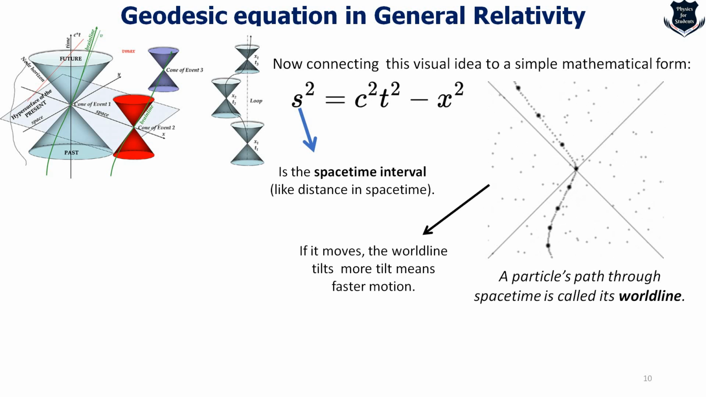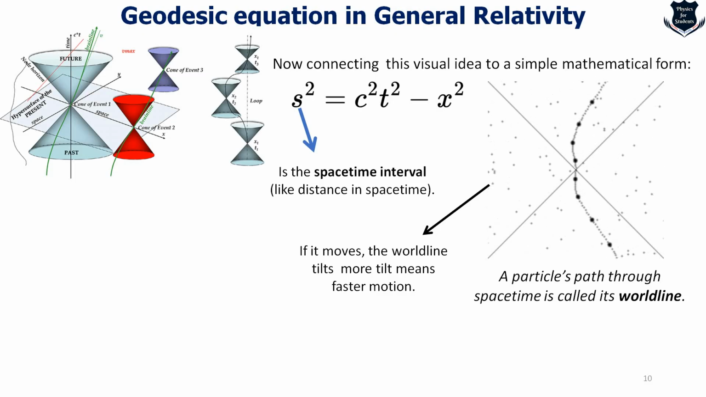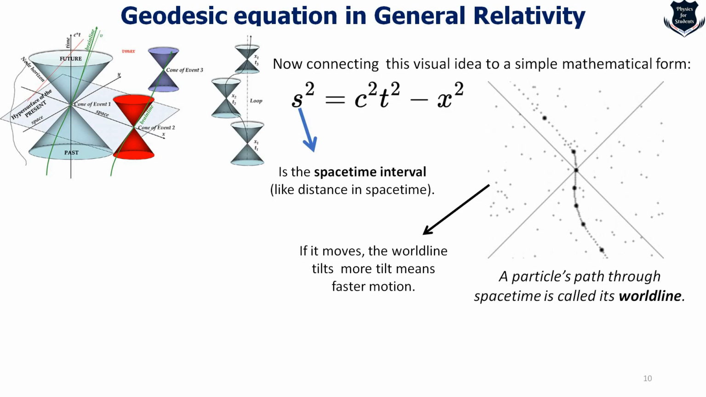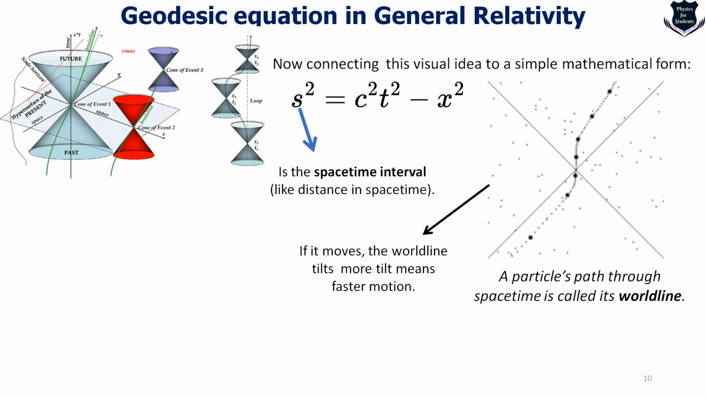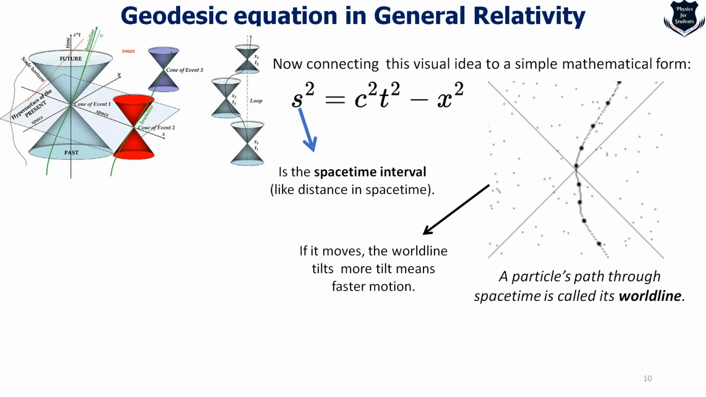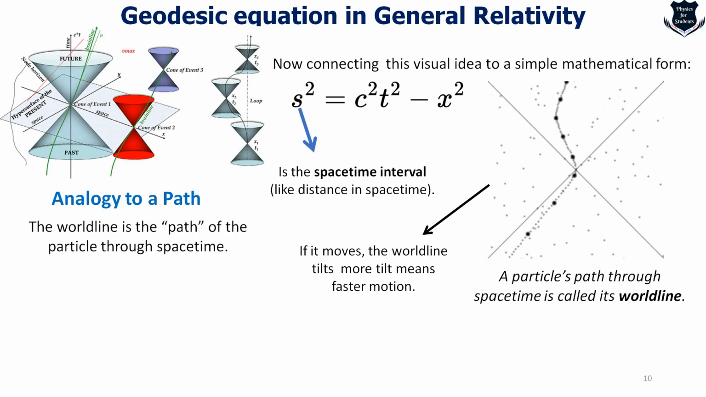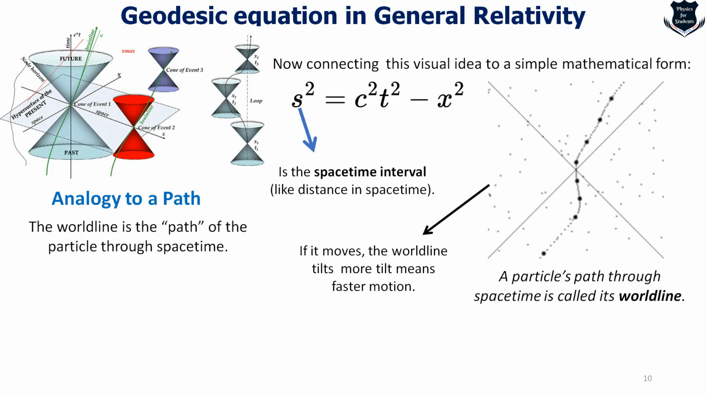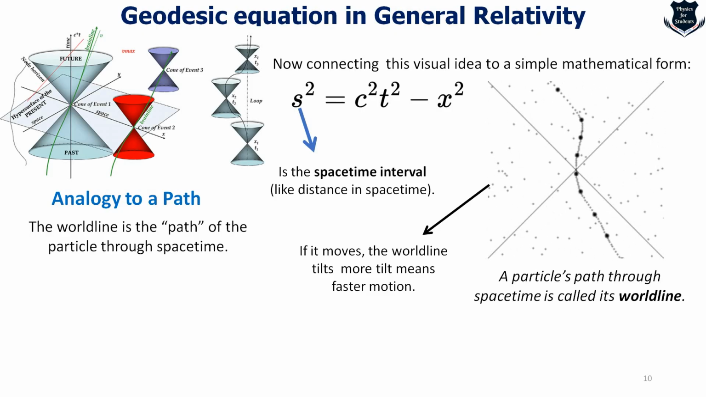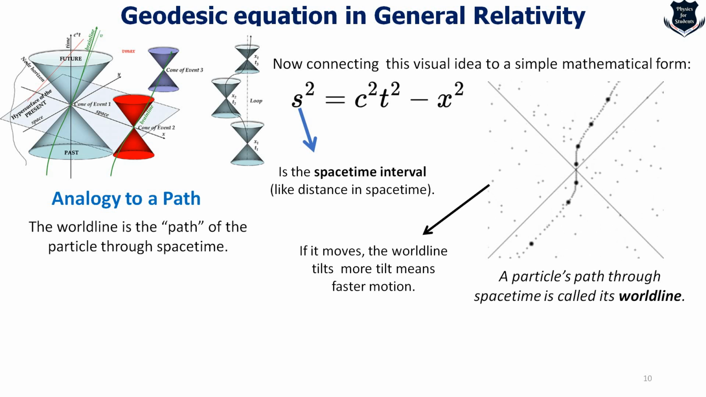And here you can see that if it moves, the world line tilts more. That means the faster the particle. Here you see the particle is moving, and now the particle is moving faster, so the world line is tilting. This gives you a nice visual understanding of how a world line behaves. If I take an analogy, the world line is the path of the particle through space-time. That means it is like you walking along a road; that is called the world line. That means, how is the particle moving?